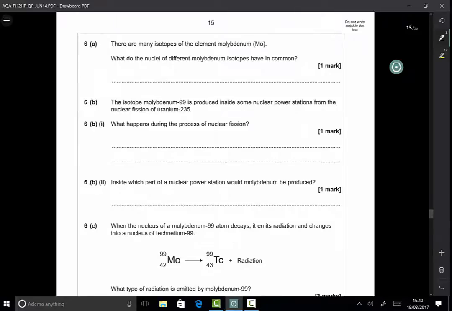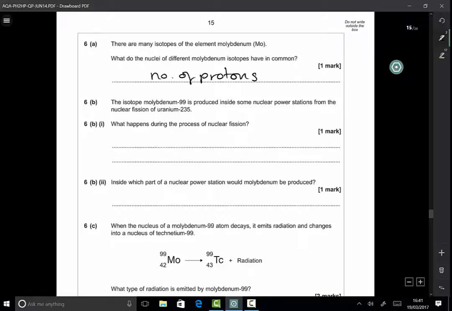Okay, there are many isotopes of the element molybdenum. What do the nuclei of different molybdenum isotopes have in common? So, it's an element. All elements have the same number of protons. You can't say same number of electrons, even though it might be true, because they ask you about the nucleus, not the atom.